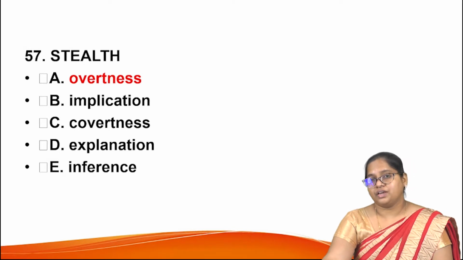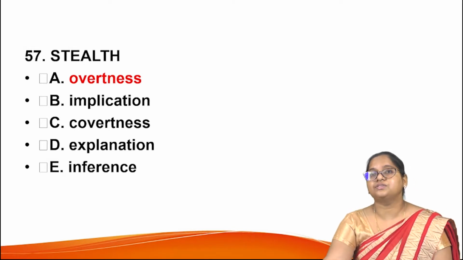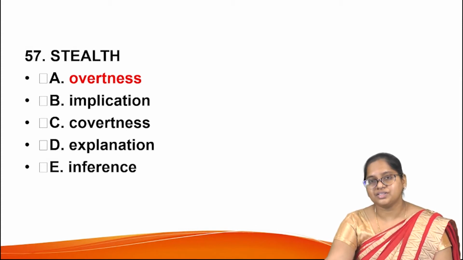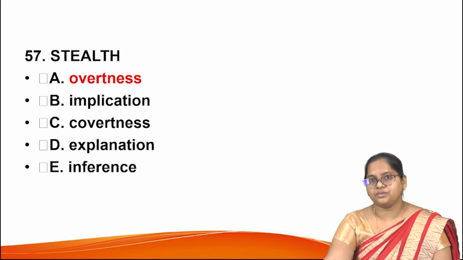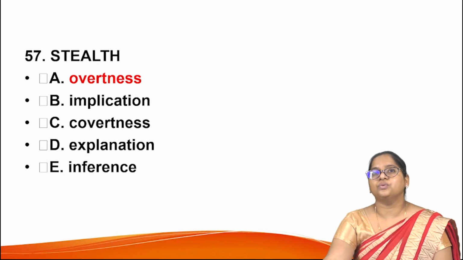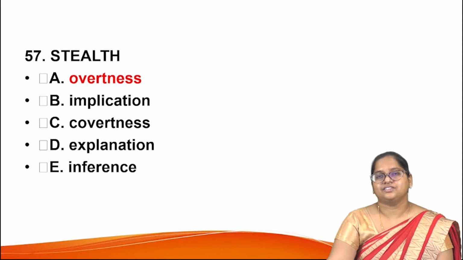Next, explanation. What is this explanation? It means you explain, you try to say it, right? So that is it. Next, interference. You interfere. Okay, so now the question: overtness is the opposite of covertness, stealth. So obviously option A is the answer.